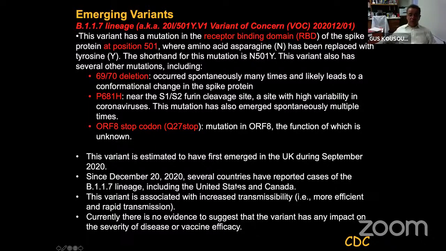However, it's noted that the population that's been affected increasingly is younger populations, so perhaps this increased transmission has something to do with this, that it gets transmitted more efficiently into younger patients.